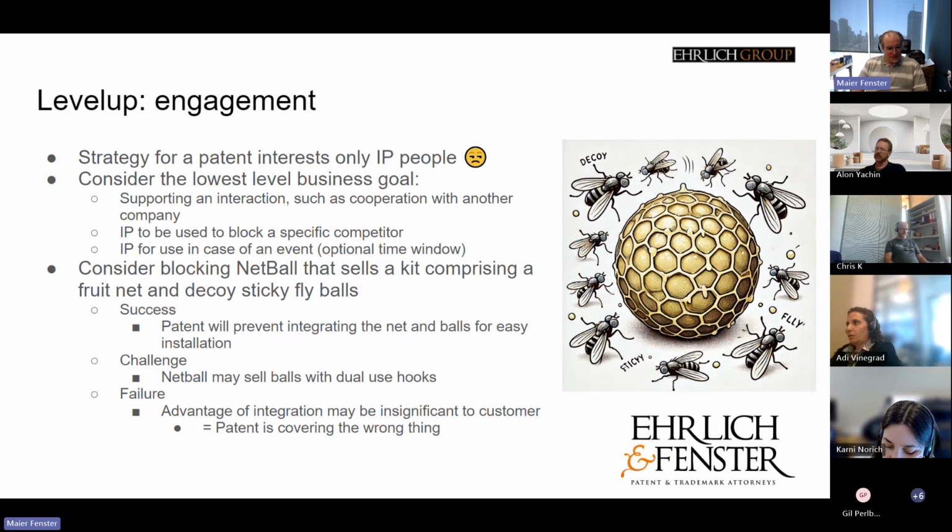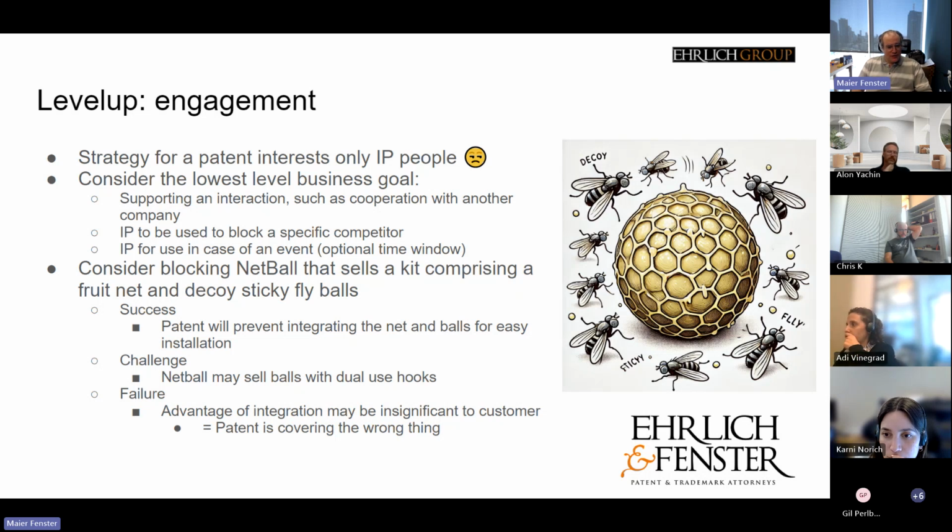So a theory of success would be that my patent prevents integrating the net and balls for easy installation, and because my product is integral, I'm going to sell more. Okay? Challenge is that they might sell balls with dual-use hooks. It's a challenge for IP, because if it's dual-use hooks, it can be hung on the net or hung on the tree. They can say they have a non-infringing use, and therefore they're okay.